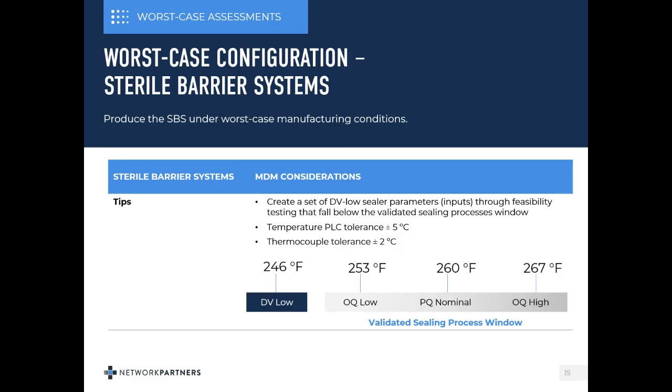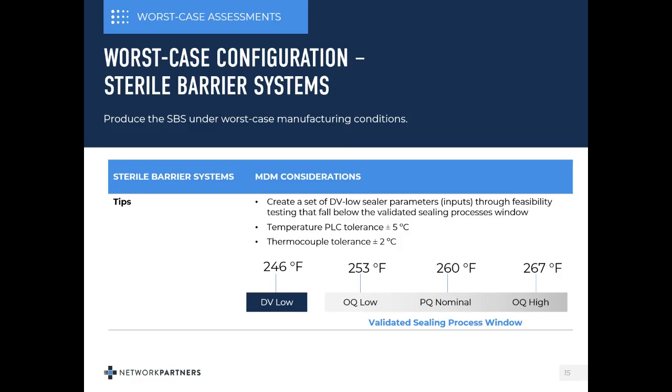If you look at it this way, your temperature PLC tolerance is plus or minus 5 degrees. And I noticed they use Celsius, and down here it's Fahrenheit, so that's my bad, but I did catch it. And then your thermocouple, let's say, is plus or minus 2 degrees Fahrenheit. And what I do with the tolerance stack up is say, okay, well, if this is plus or minus 5, this is plus or minus 2, I'm going to do plus or minus 7.